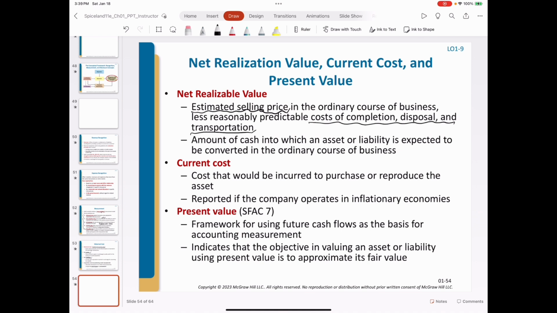For example, a company has inventory with an estimated selling price of $10,000, but the inventory is not complete. So it may incur $1,000 to complete and another $1,000 for disposal or transportation. So the net realizable value is not 10,000, it is 8,000. So that's net realizable value. We will use it later in the valuation of inventory.